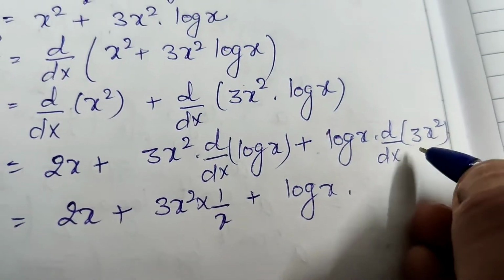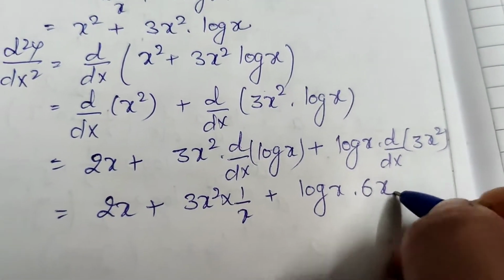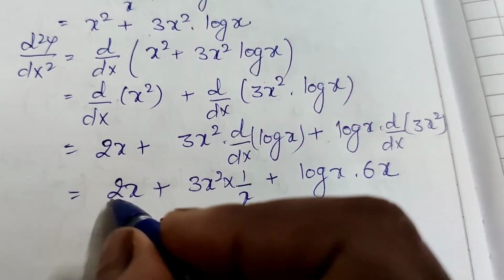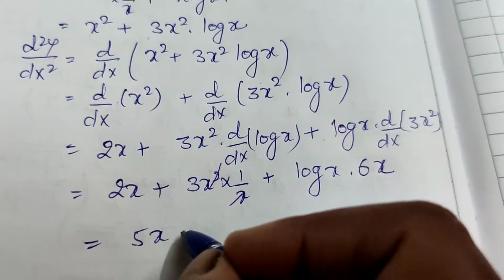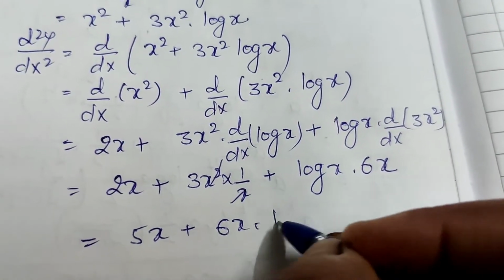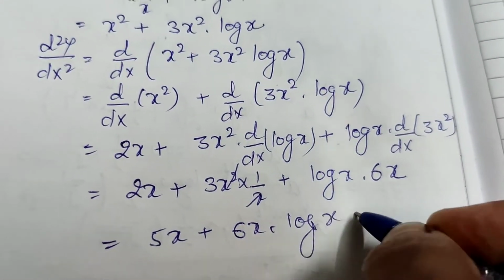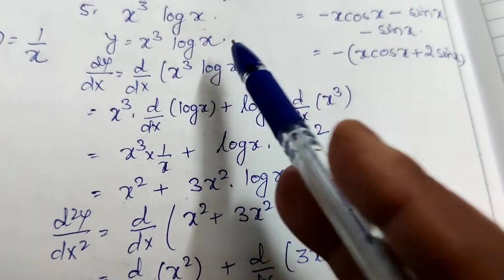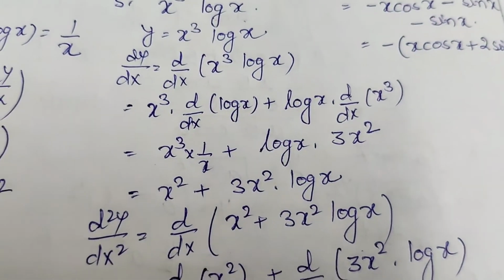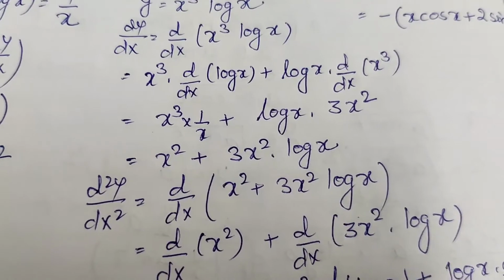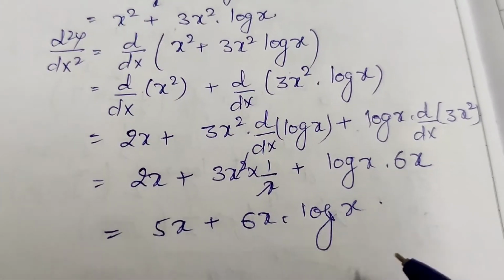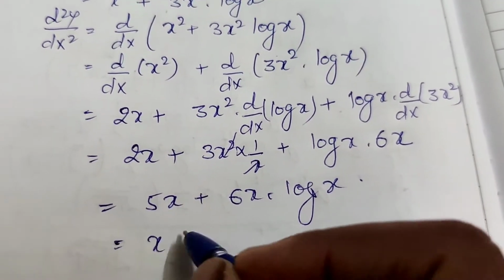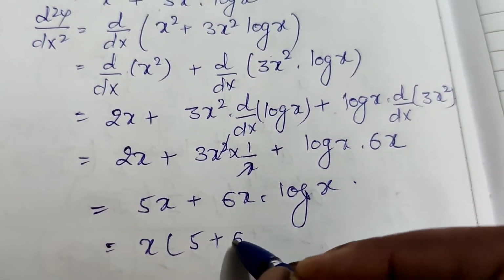The differentiation of 3x square is 6x. It is equal to 3x plus 2x, 5x, and 6x log x. This is the double differentiation of the given question, x cube log x. 5x plus 6x log x. You can take x common: x(5 + 6 log x).